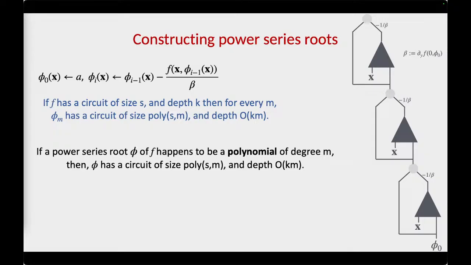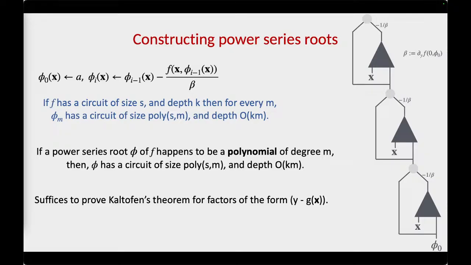Now, this also tells us something more. If a power series root phi of f happens to be a polynomial of degree n, meaning it's a power series with finitely many terms, then this statement will tell us that phi has a circuit of size poly m, depth order k. And this statement precisely proves Kaltofen's theorem for factors of the form y minus g of x.